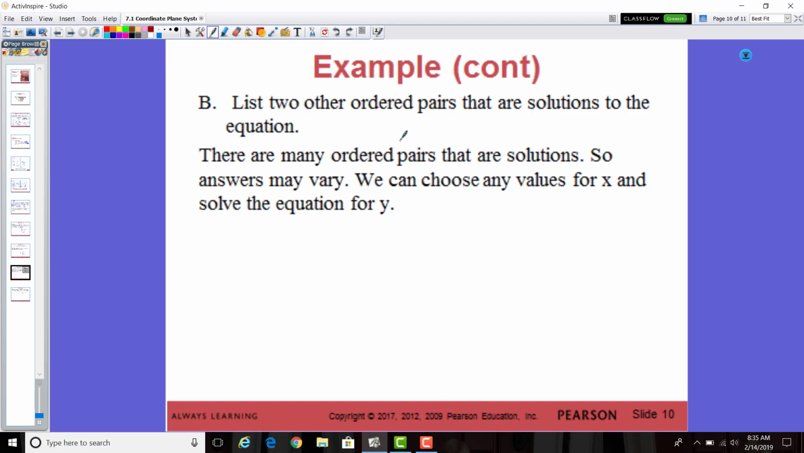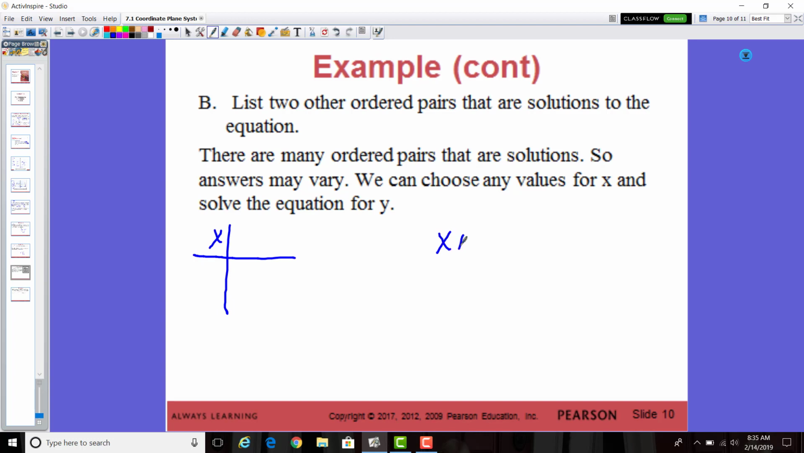There are many ordered pairs on a line. In fact, there are an infinite number. You could pick any x value and find out its y value that goes with it. We can choose any values for x. It doesn't matter what you choose. MyMathLab may tell you exactly which ones to pick. In any case, you can pick any of them.